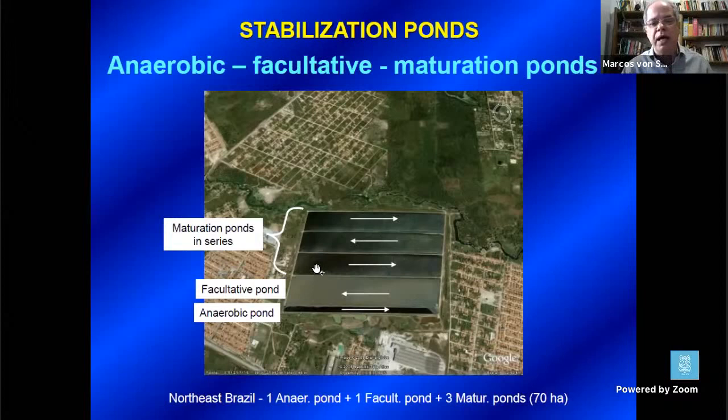Okay, and then you add additional ponds working in series, and they will be responsible for the removal of the four categories of pathogenic organisms we have: pathogenic bacteria, viruses, protozoan cysts, and helminth eggs, producing an effluent that does not need to be discharged on this small river here. It can be used for irrigation according to the World Health Organization guidelines.